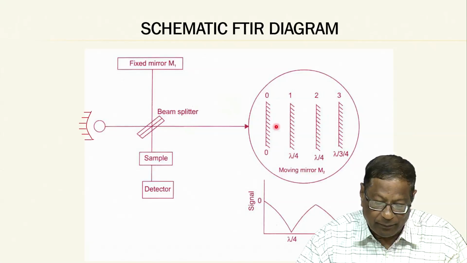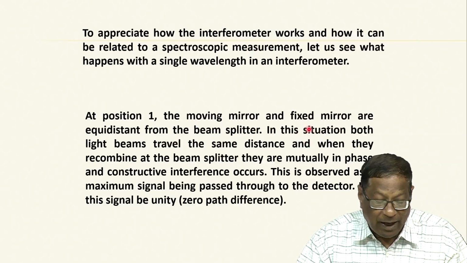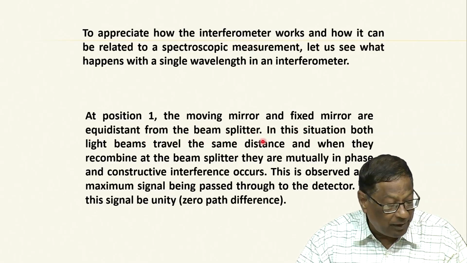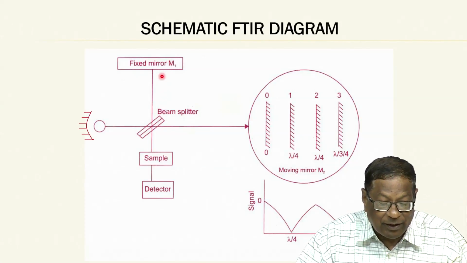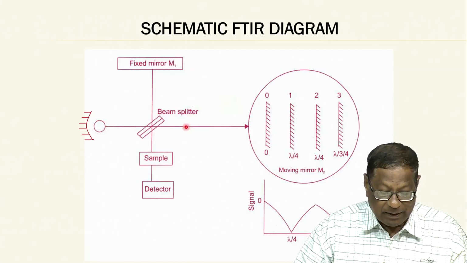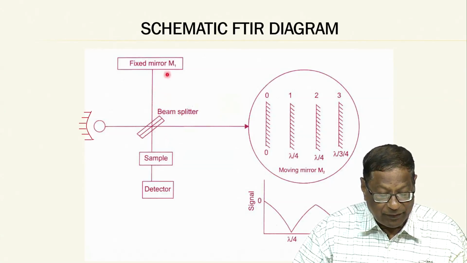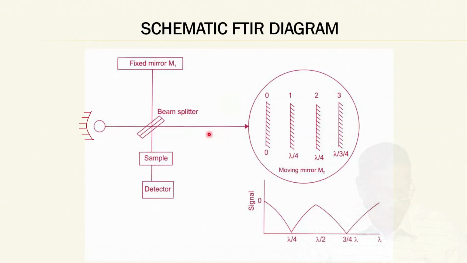Now, at position 1, the moving mirror and fixed mirror are equidistant from the beam splitter. So, that means this distance and this distance, actually it is not looking like that in the diagram, but you can assume that the distance between the fixed mirror and the beam splitter, and the moving mirror's 0 position and the beam splitter, are exactly the same. This is only a schematic diagram, so I have not shown you, but position 1 is that.